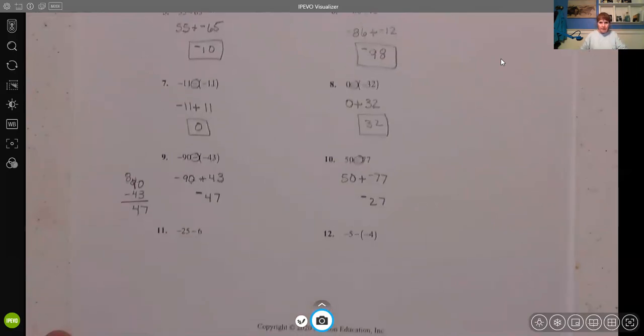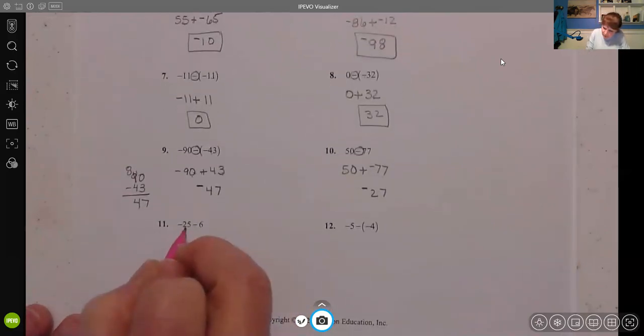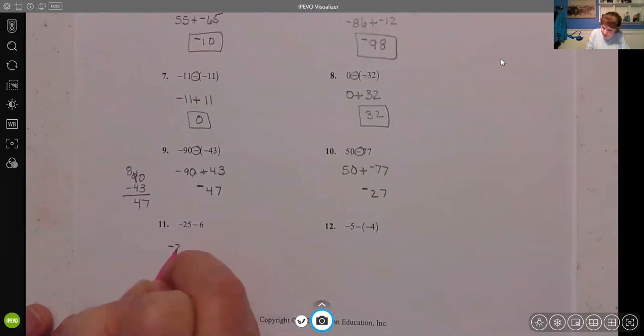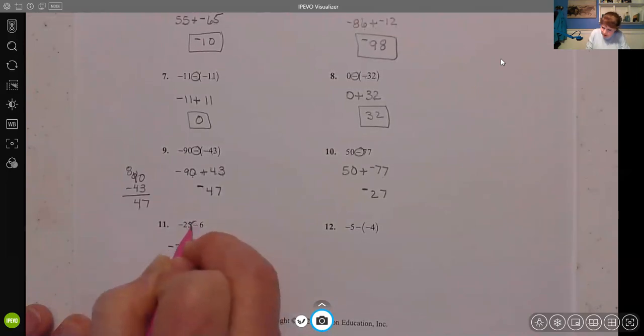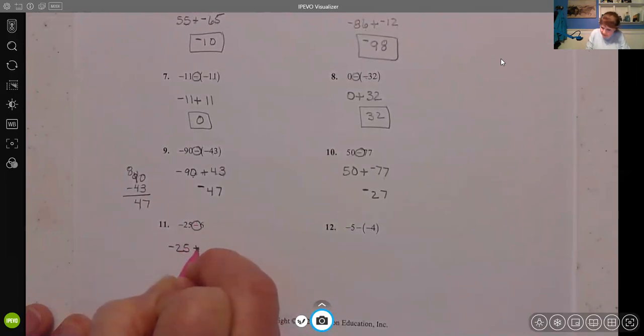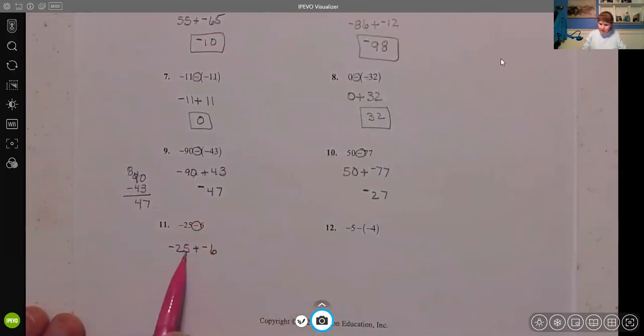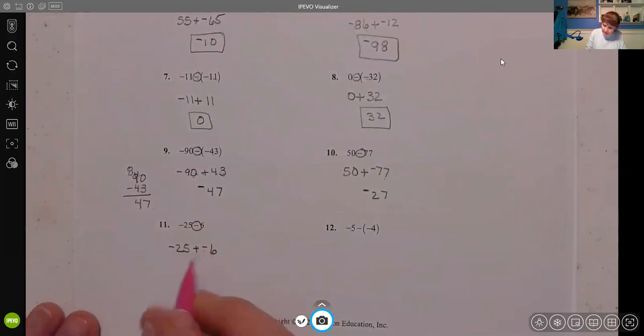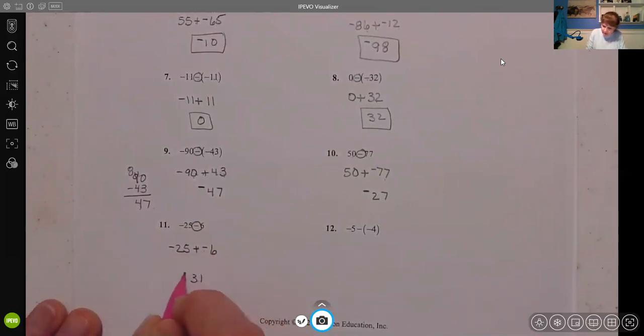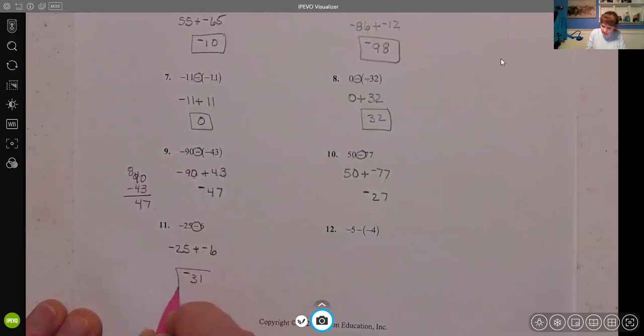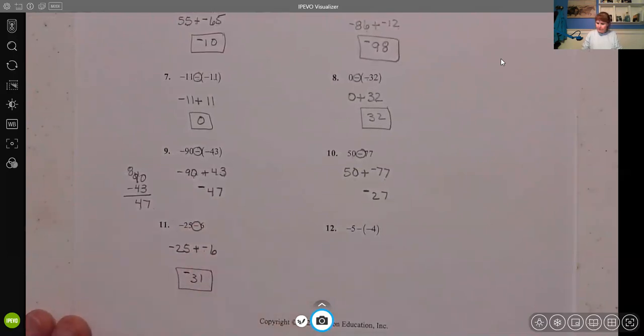Let's look at number 11. You guys are doing great. We have a negative 25. We leave the first one alone. Change this to a plus, and the 6 becomes a negative 6. I have 25 negatives, and I'm adding 6 more negatives, which leaves me with 31 negatives all together. All right, let's try another one.